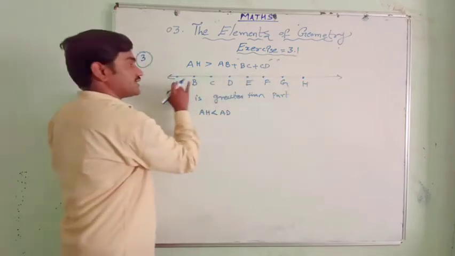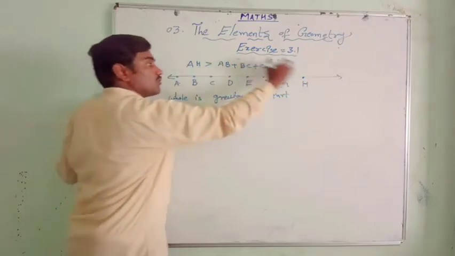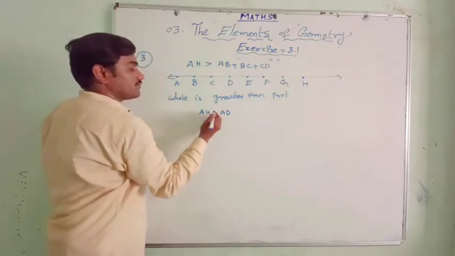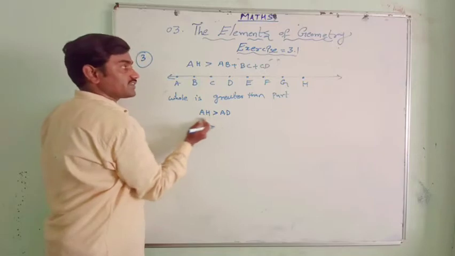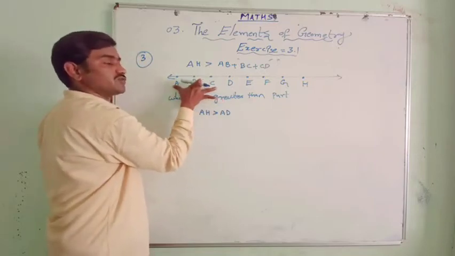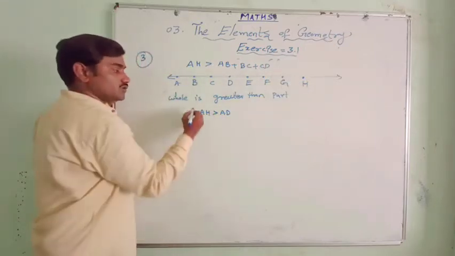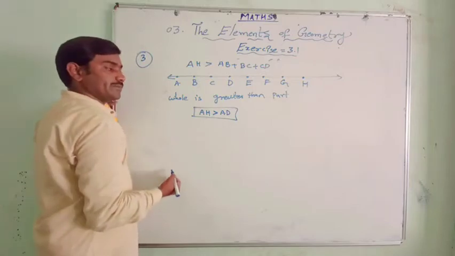Suppose AH is the greater part, this whole part. This whole part is greater than AD, the part. This AD, however, is a small one compared to AH. This is what I have written. So keep this as a statement.